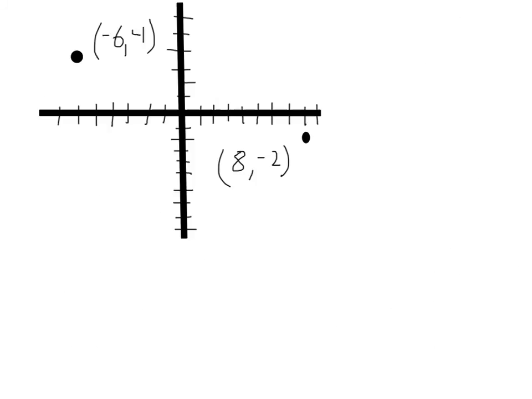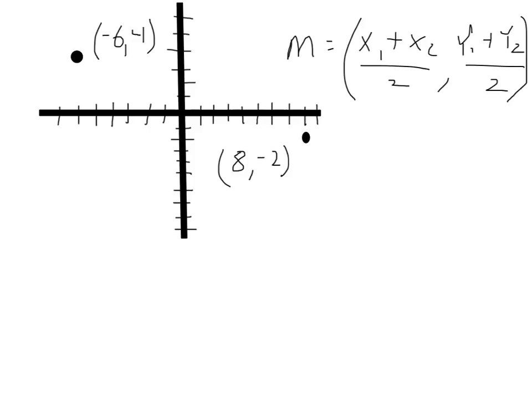The last formula we need to learn for Lesson 1-8 is the midpoint formula. The midpoint formula is the ordered pair x sub 1 plus x sub 2 all over 2, comma, y sub 1 plus y sub 2 all over 2. In other words, what I like to say is, you add up your x's, divide by 2, add up your y's, divide by 2. That's how you find the midpoint.